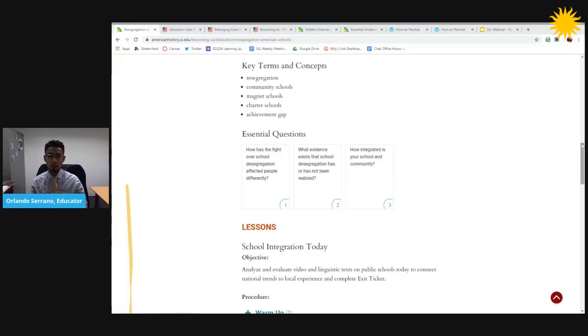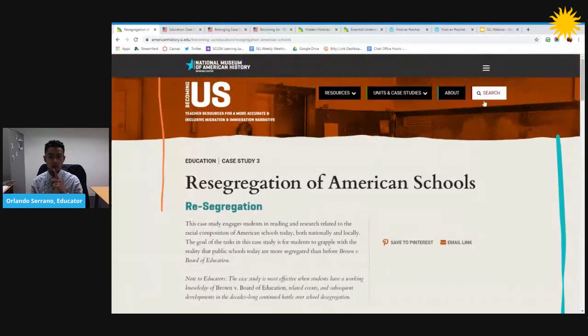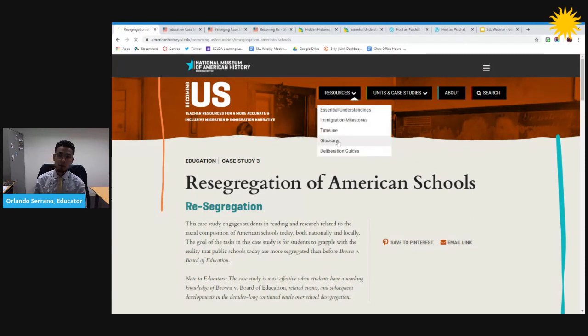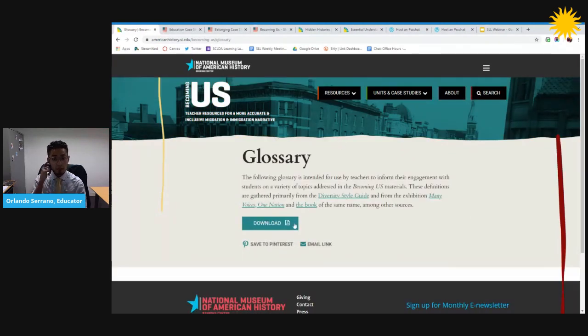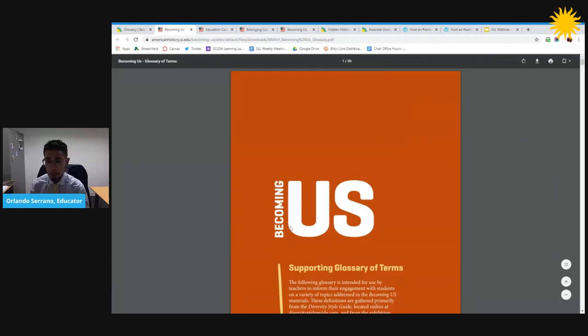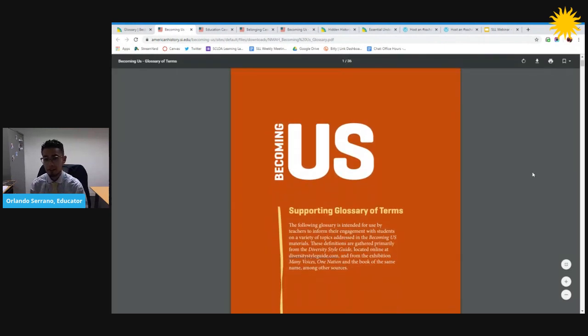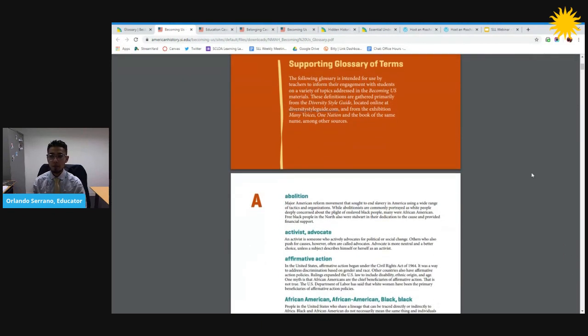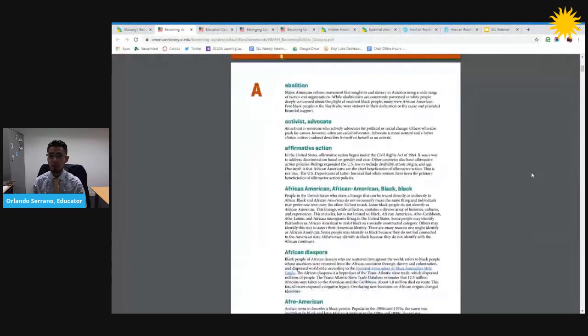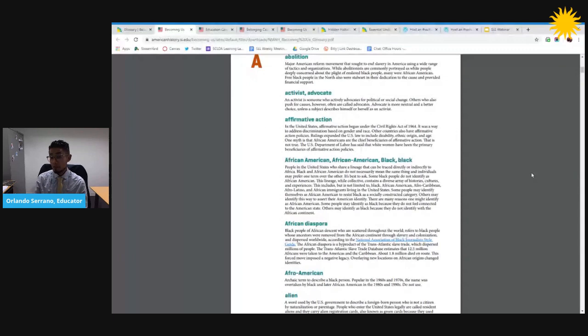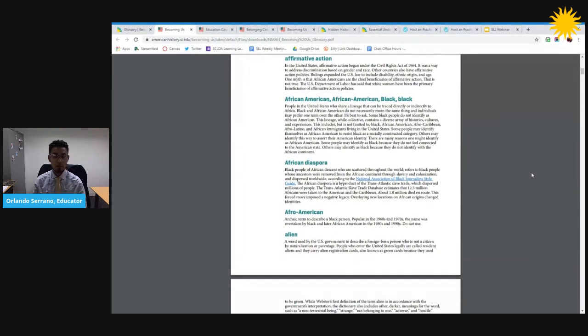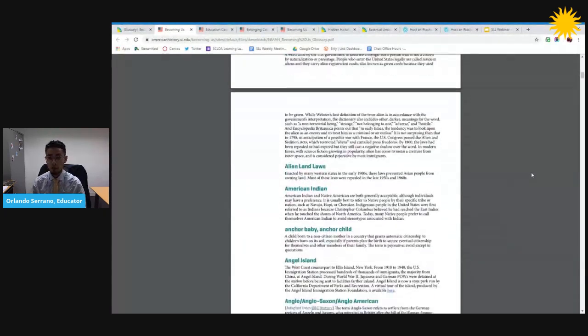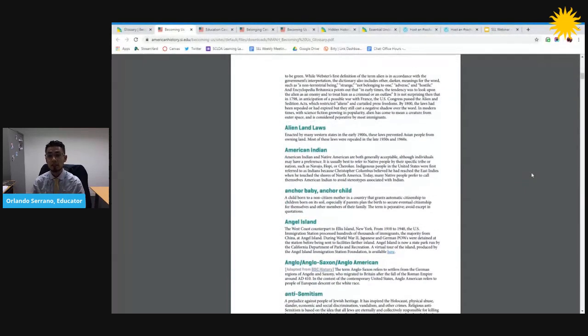So, let's go over another resource that I think is, again, very important, the glossary. When you go onto the glossary, you can download it. And again, this is very, very important and timely. There are lots of key terms and concepts that some teachers maybe don't know how to address or how to talk about, or quite frankly, what the language is.